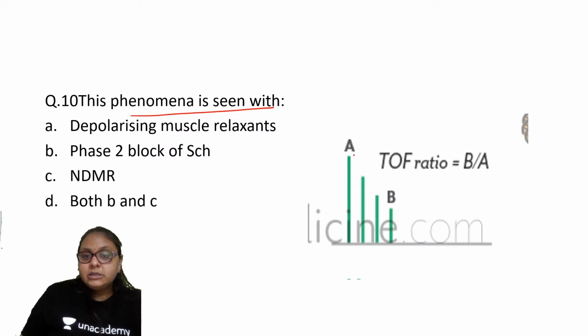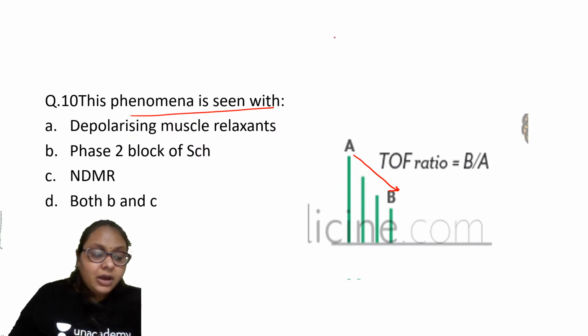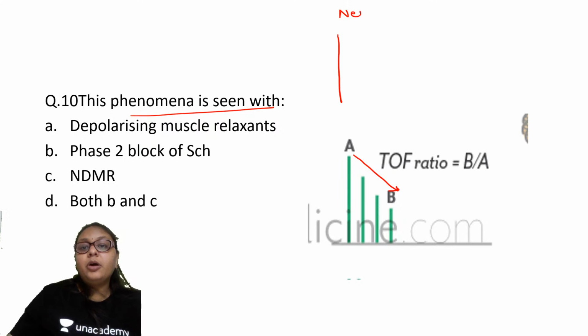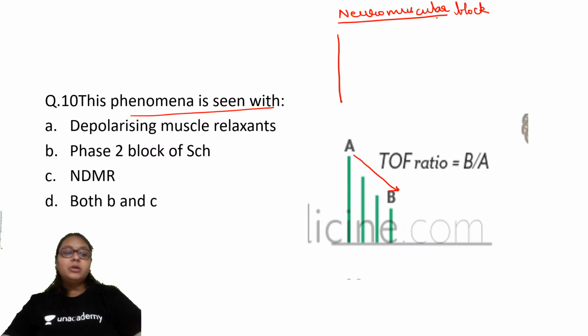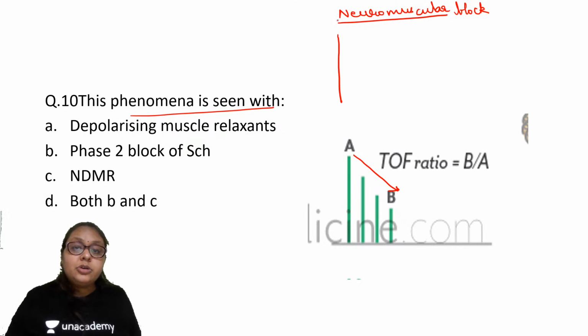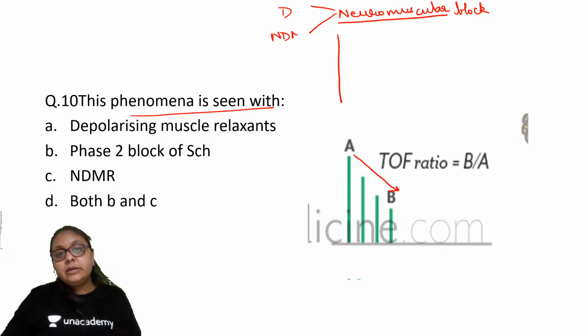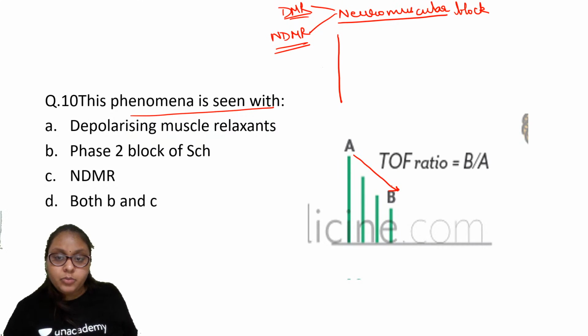What are we demonstrating? When the first stimulus was applied, the muscle twitch was this. This we are seeing about the neuromuscular block. What are the skeletal neuromuscular agents? These can be either depolarizing or non-depolarizing neuromuscular blockers. Depolarizing or non-depolarizing muscle relaxants.